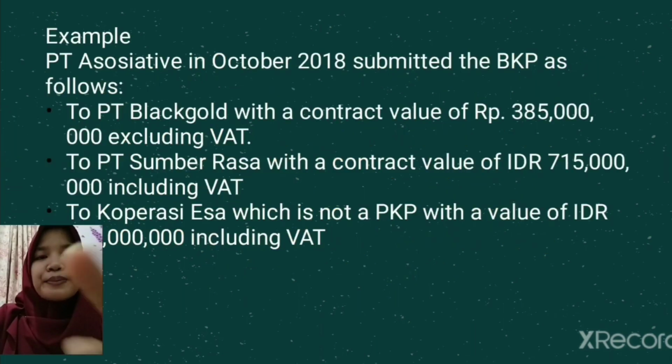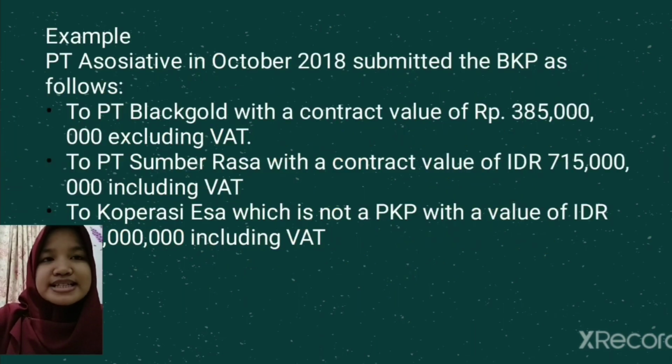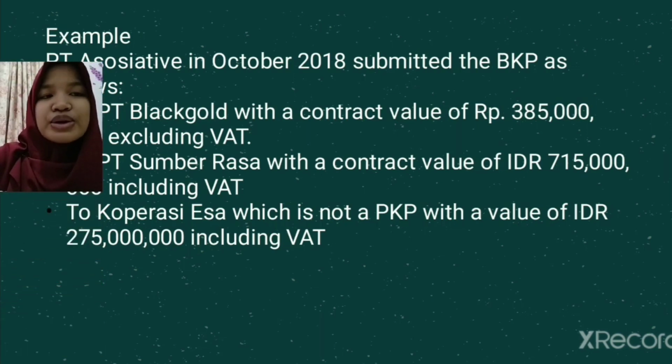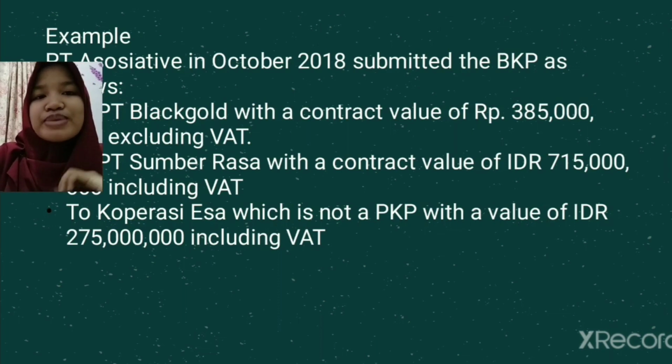For example, PT Associative in October 2018 delivered BKP as follows. BKP to PT Black Gold with a contract value of 385 million excluding VAT, to PT Sumber Rasa with a contract value of 715 million including VAT, so we have to underline excluding and including VAT. And then the last to Koperasi Esa, which is not a BKP, with a value of 275 million including VAT.